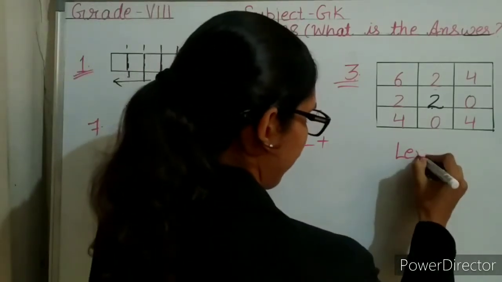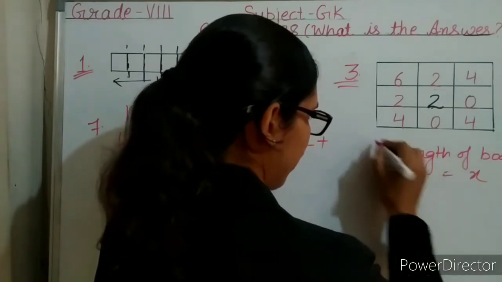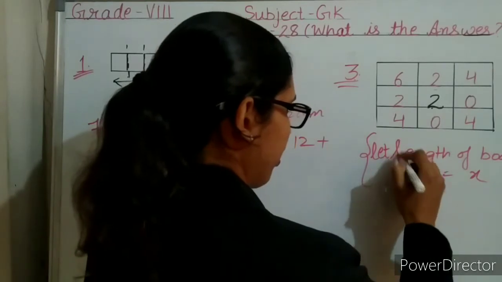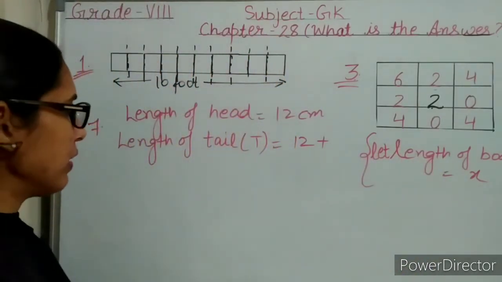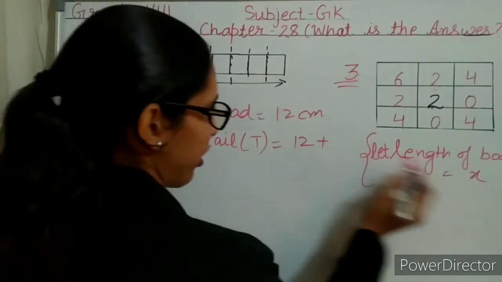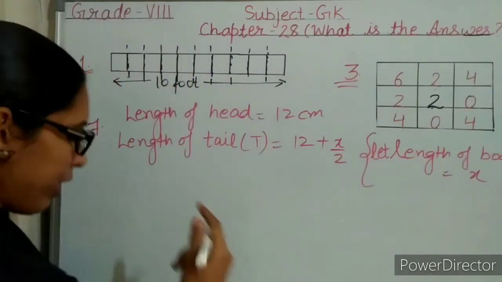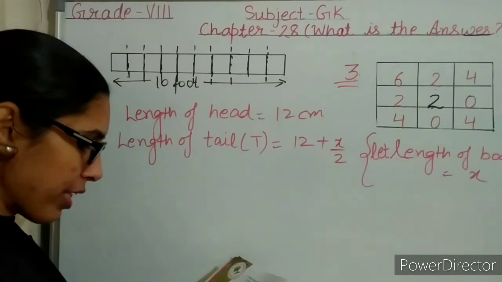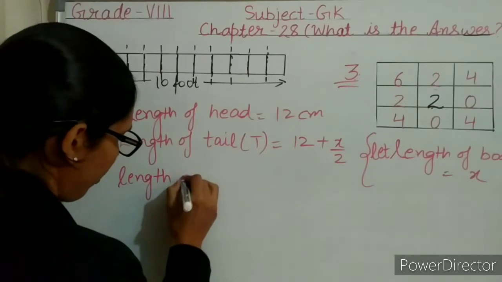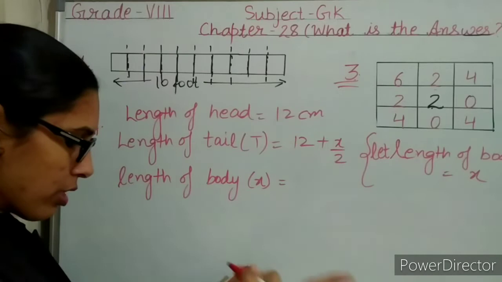If I assume length of body is equal to x, let length of the body is x. So they are saying length of the tail is equal to the head plus half of the size of the body. If body is x, it will be x by 2. Next they are saying the body is equal to the size of the head plus tail. If body is x, length of body is x, this is equal to size of head.